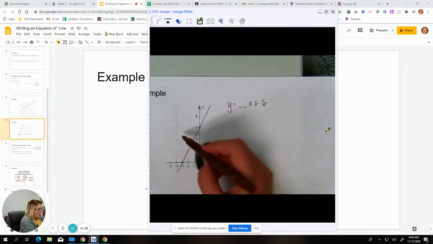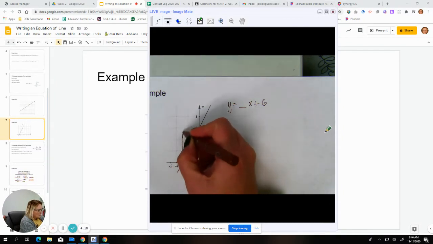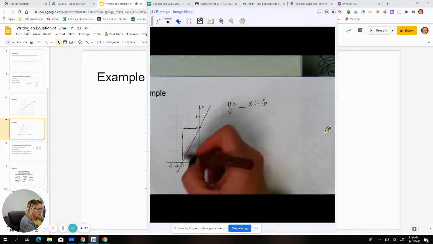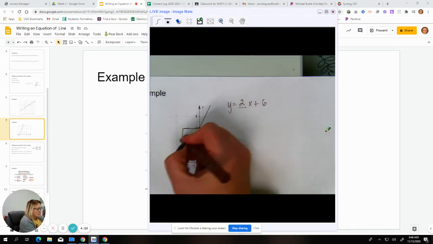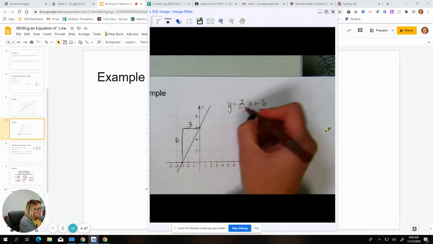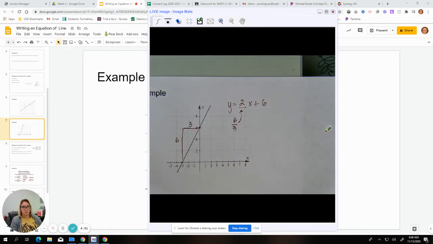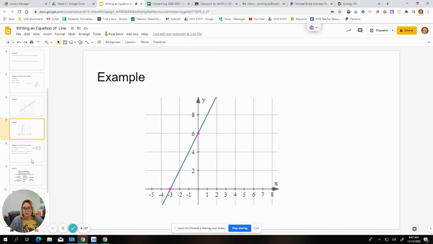And then I'm going to go up. So I'm going to go up 6 and over 3. So up 6 over 3 is 6 over 3, or 2 for my slope. So the equation of this line is y equals 2x plus 6.